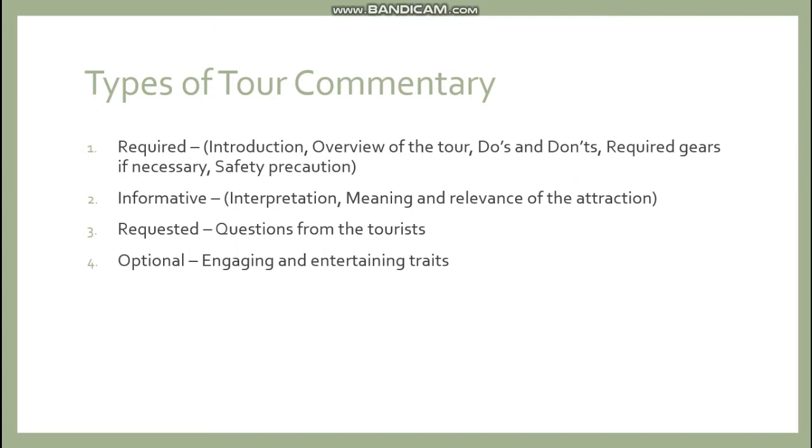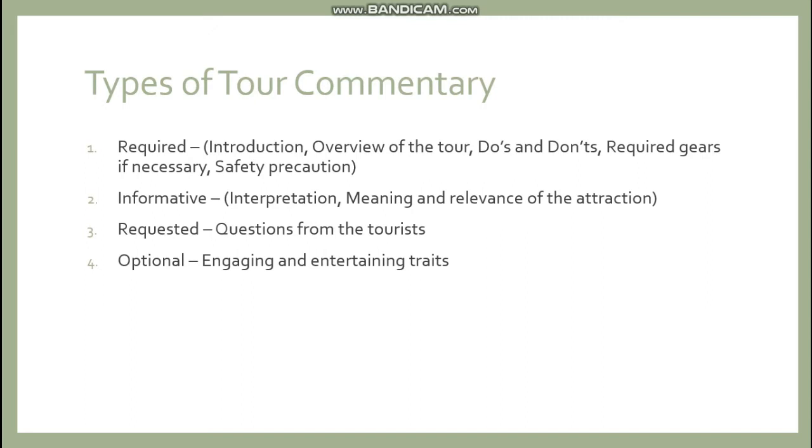And then the second type of commentary is informative. This type of commentary is your interpretation of the attraction, and it also includes the meaning and the relevance of the attraction to the people. For example, you can tell them all about what you see inside the Plaza Independencia, where to look, where to take pictures, and so on.